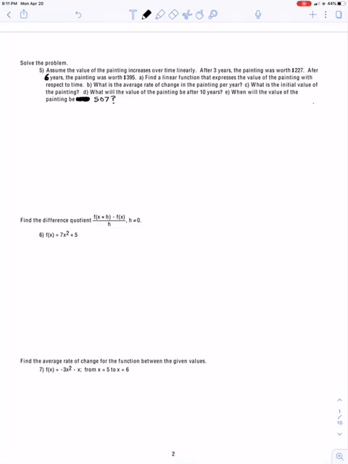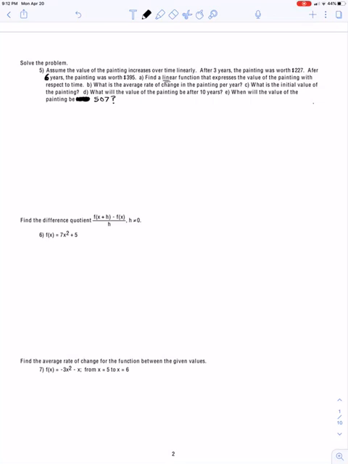All right, let's move on in our review. Let's take a look at problem number 5. It says assume the value of the painting increases over time linearly. After 3 years, the painting was worth $227. After 6 years, the painting was worth $395. Find a linear function that expresses the value of the painting with respect to time.